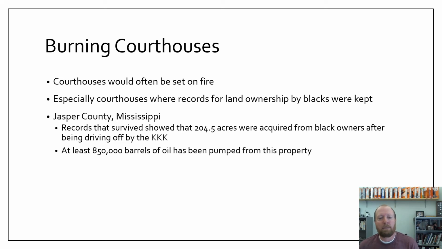As they went back to the burnt courthouse, they were able to find evidence that part of this land, 204.5 acres, was acquired from black owners. They were driven off by the KKK and through the land acquisition. Later, as they followed what happened with these 204.5 acres, in Jasper County, 850,000 barrels of oil have been pumped from that property. So this is generational wealth that was stolen from blacks after the Civil War, up until the 1960s.